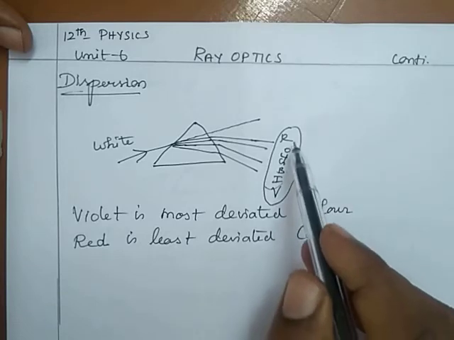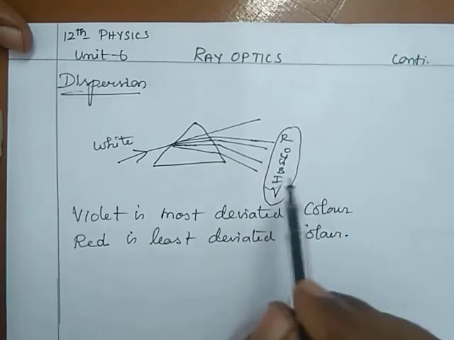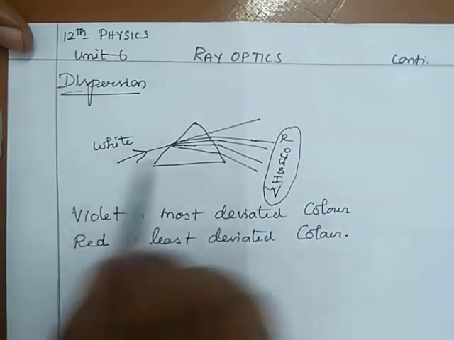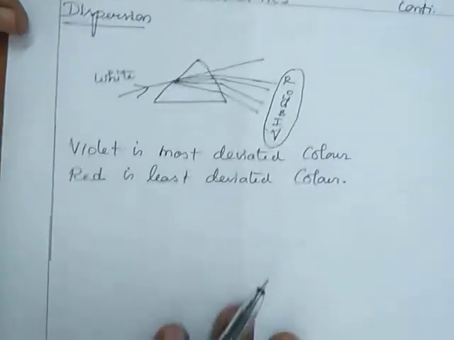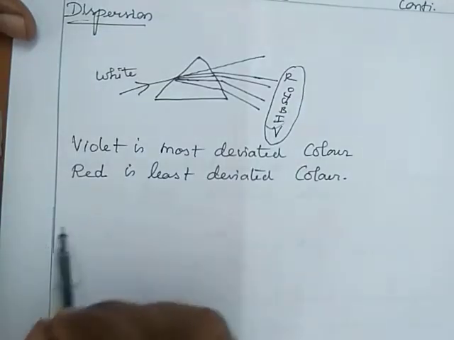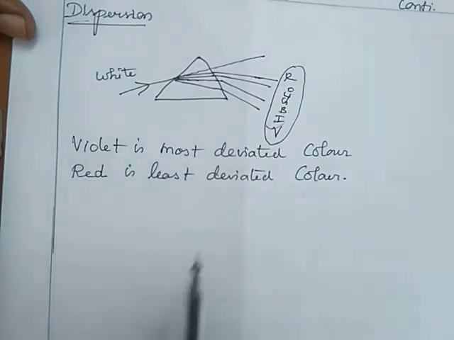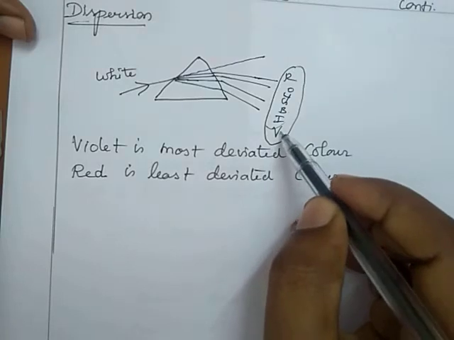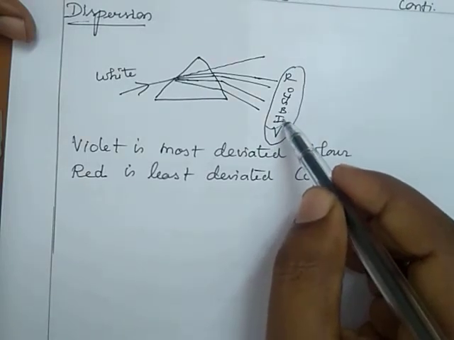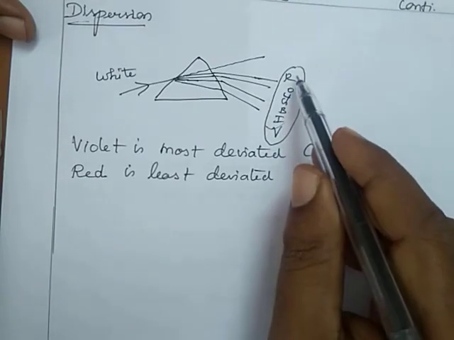The colors obtained in the spectrum depend on the nature of the light source. This is a light source. Then we found that each color in vacuum has a definite wavelength. Violet has a particular wavelength, indigo has a particular wavelength, and red has a particular wavelength.